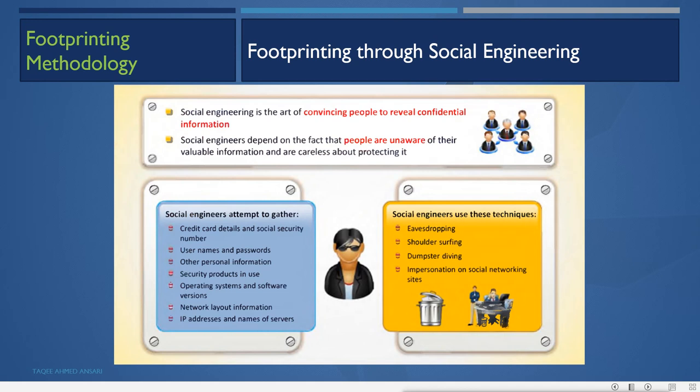Then impersonation on social networking sites. A social networking site is the most dangerous thing for any person. Attackers impersonate some other person and try to get information from you through the social networking site. They will create a fake account, impersonate some other people, and then send you a request. You will accept the request. Then within the chatting, they can get some important information from you.